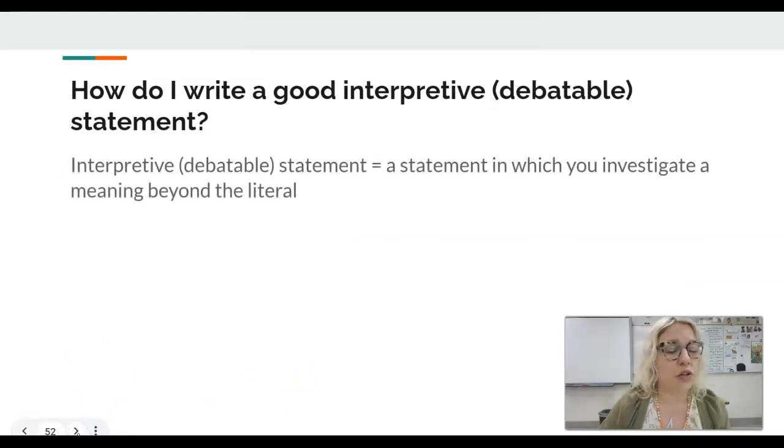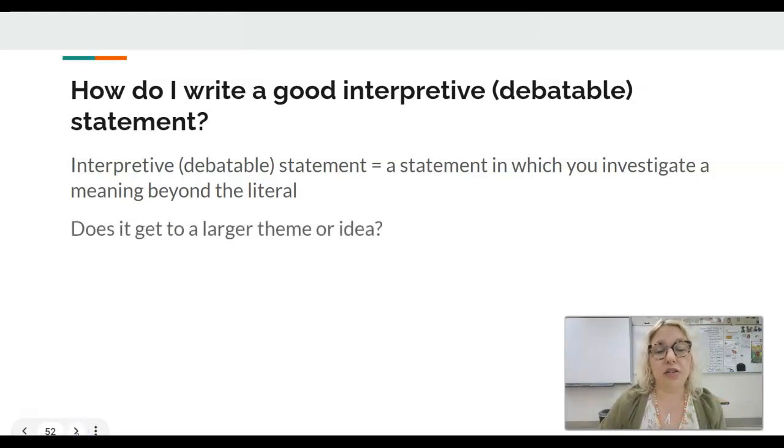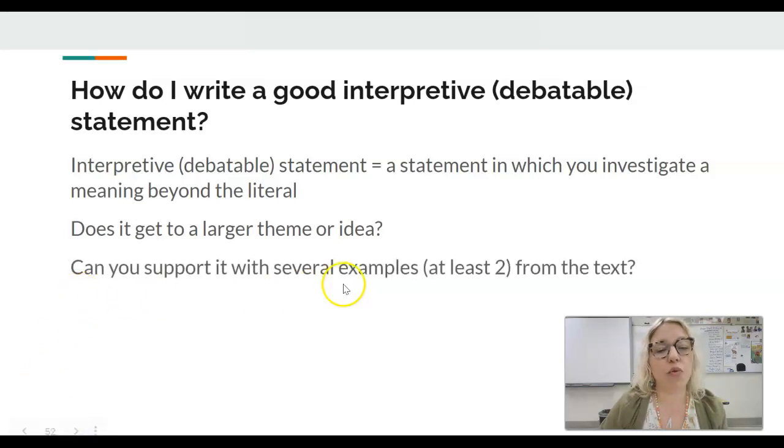First of all, an interpretive or debatable statement is a statement in which you investigate a meaning beyond the literal when we're talking about guided literary analysis. Does it get to a larger theme or idea? Something like fate versus free will? Or what are some of the other larger themes that we've talked about in the play? Can you support it with several examples, at least two from the text?